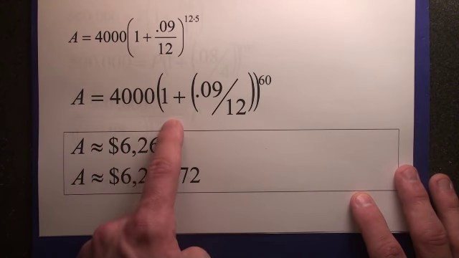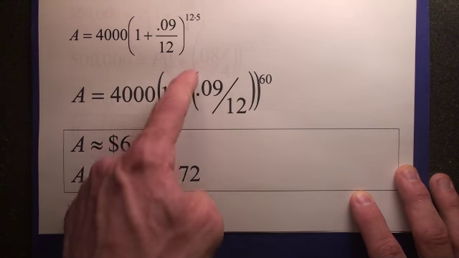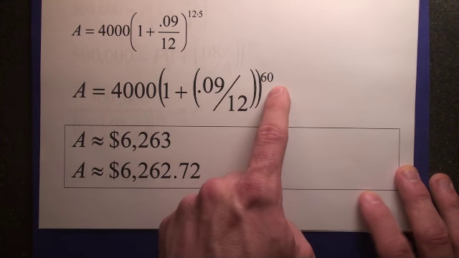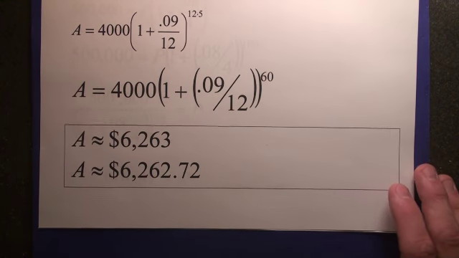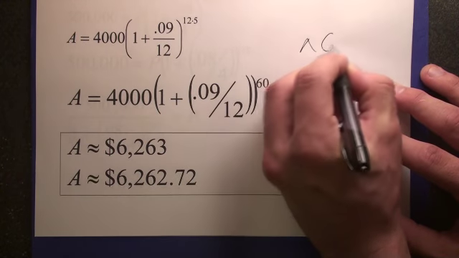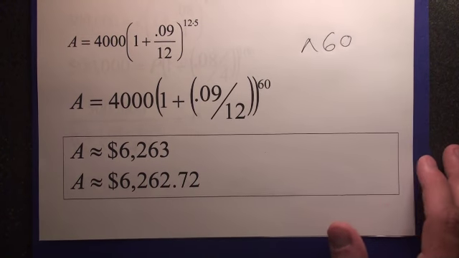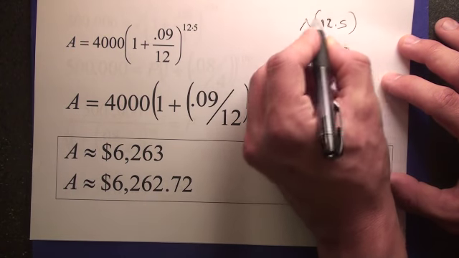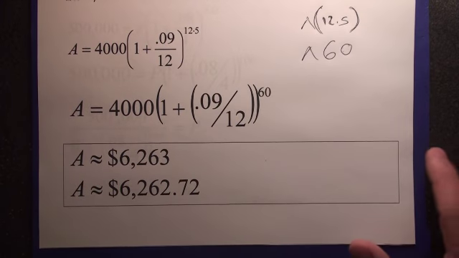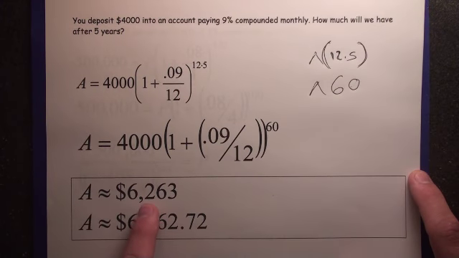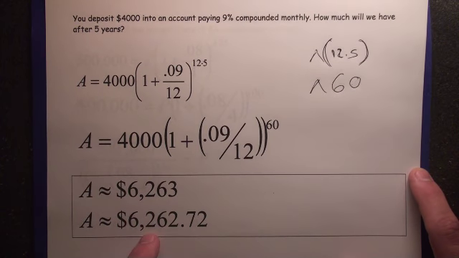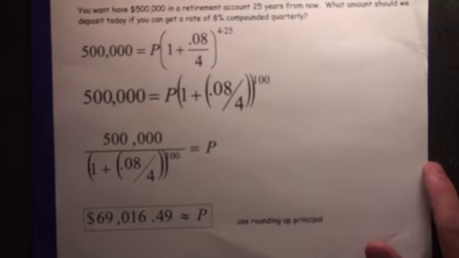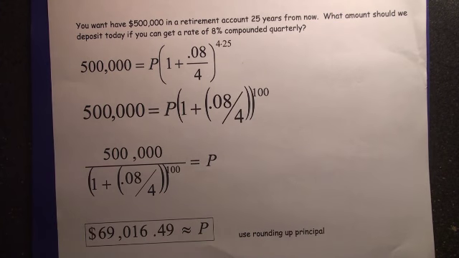Now, this is how you're going to type it in the calculator. You're going to have a parentheses, 1 plus another parentheses, 0.09 divided by 12, and then a double parentheses here to the 60th power. You may have to use the caret button 60. Okay, so you may have to do that. If you want, you could also do caret 12 times 5. You can, but make sure you put the 12 times 5 in parentheses. Okay, and then of course you're going to round to the nearest dollar, 62.63, or to the nearest cent, 62.72 cents.